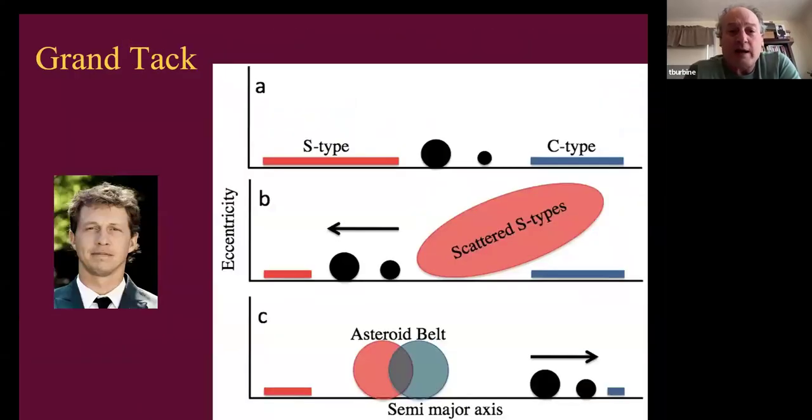And this is work by Kevin Walsh. His theory called the Grand Tack is the S types form close to the sun, the C types form far from the sun. Jupiter and Saturn start moving in and they start scattering stuff in, and that's why we have the asteroid belt. So when I came up in school, we originally thought where they were is where they formed. Really, no one believes that anymore. Everything has been thrown in, and this is the only stuff that's in a stable orbit. Didn't go in the sun, didn't go in a planet, didn't get thrown out, got a stable orbit.